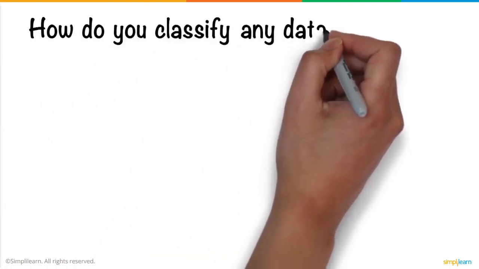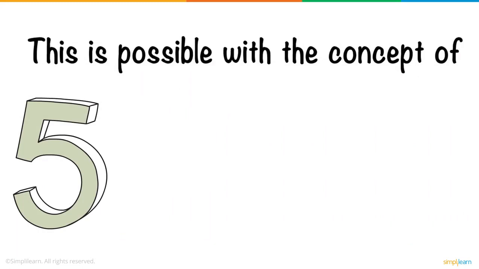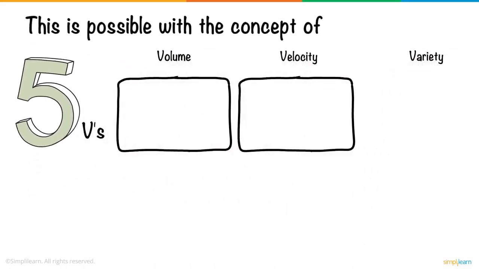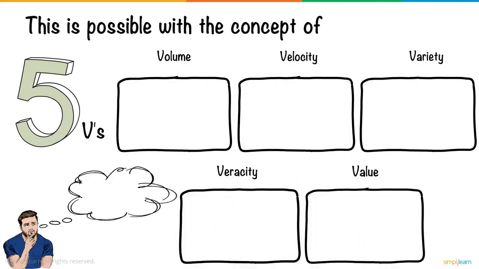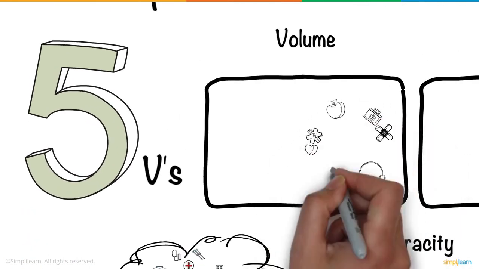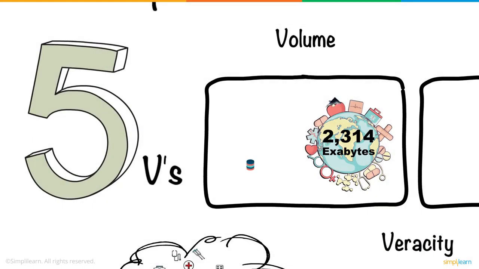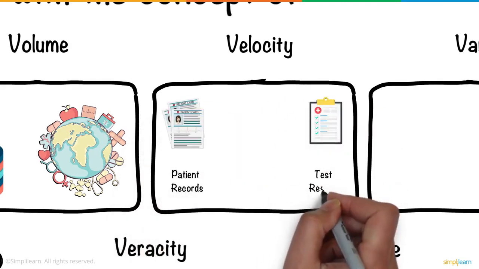So, how do you classify any data as big data? This is possible with the concept of 5 V's: volume, velocity, variety, veracity, and value. Let us understand this with an example from the healthcare industry. Hospitals and clinics across the world generate massive volumes of data. 2,314 exabytes of data are collected annually in the form of patient records and test results.